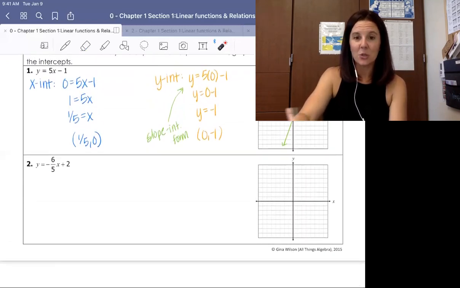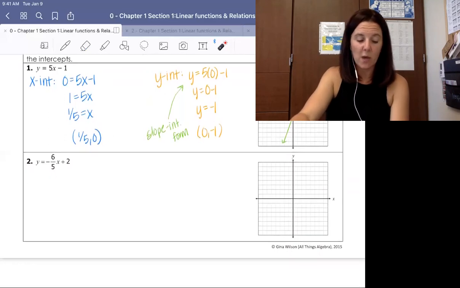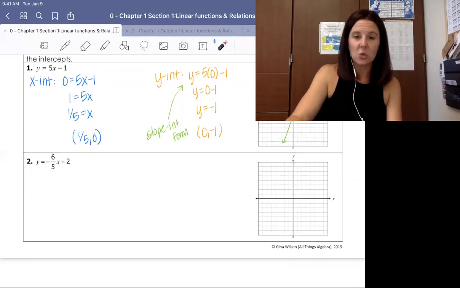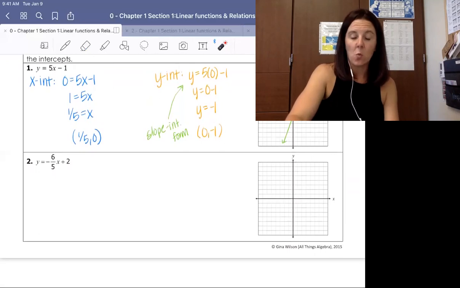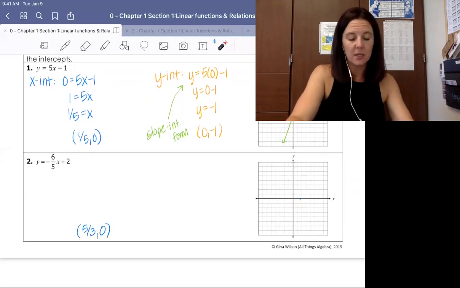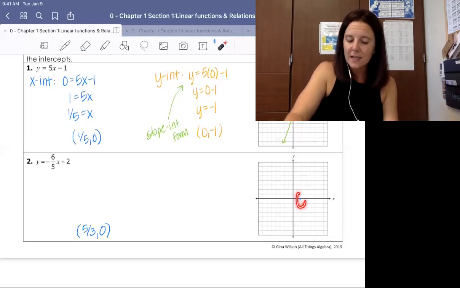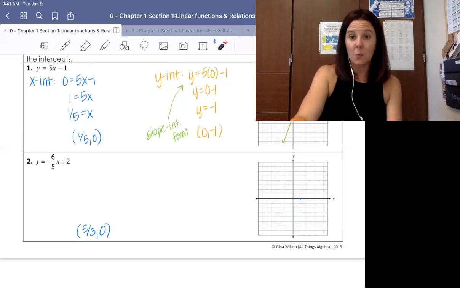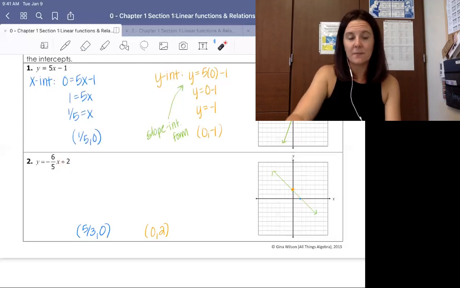Okay, let's look at number 2. On number 2, we have y equals -6/5 x plus 2. When you plug 0 in for y and solve for x, you get an x-intercept of 5/3, 0, which is right there, okay, 1 2/3. And then you get the y-intercept is right there of 2. So we put that on the line and then we graph that equation.